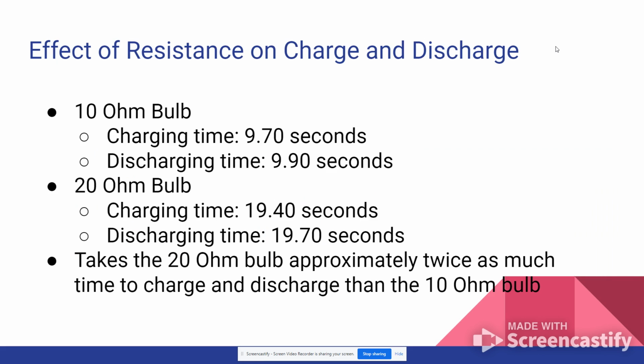The effect of the resistance on the charge and discharge of the capacitor was that the 10 ohm bulb would take about 9.7 seconds to charge and 9.9 seconds to discharge, whereas the 20 ohm bulb would take about 19.4 seconds to charge and 19.7 seconds to discharge. It takes a 20 ohm bulb approximately twice as much time to charge and discharge than a 10 ohm bulb.